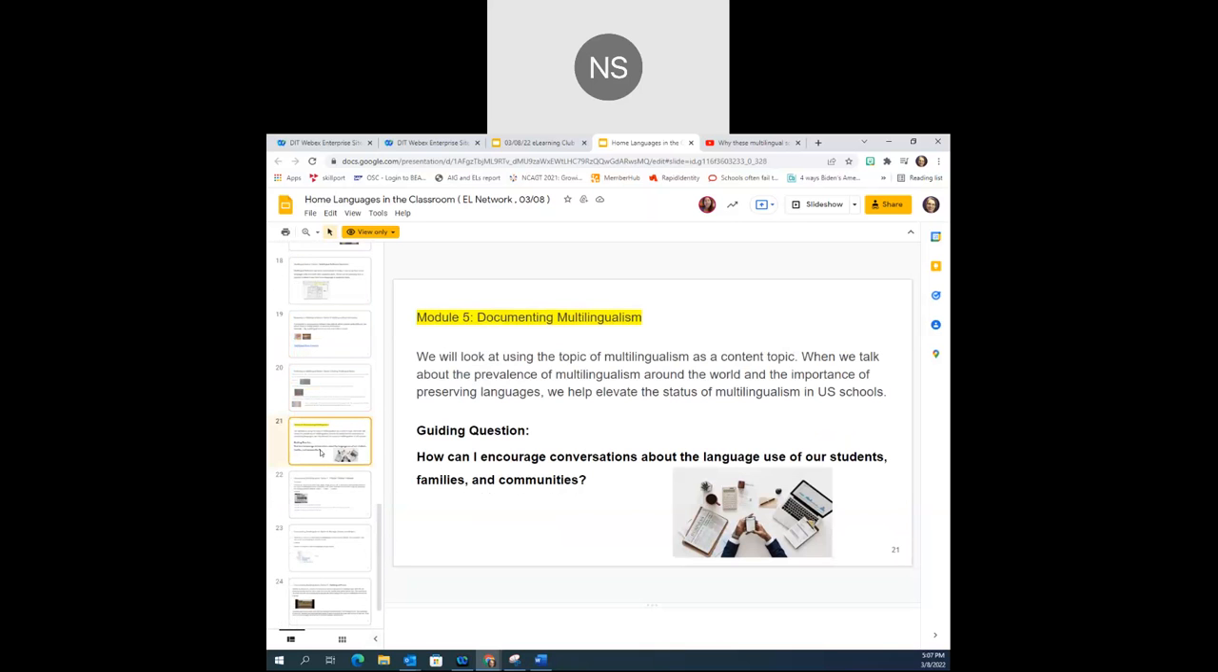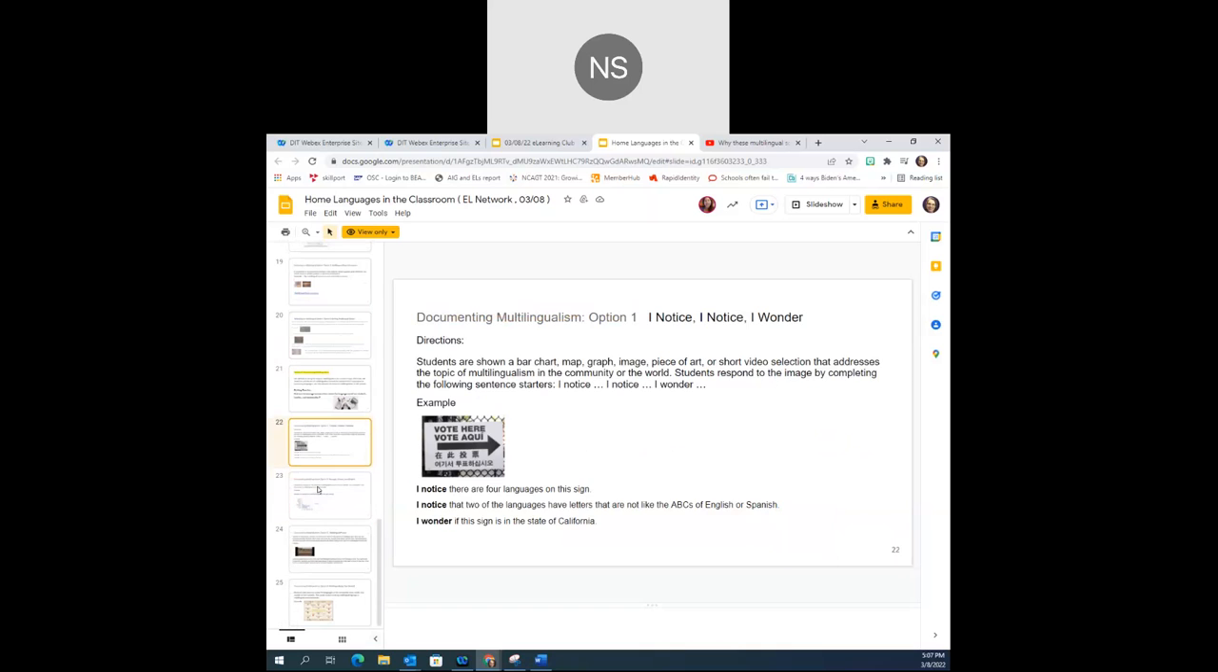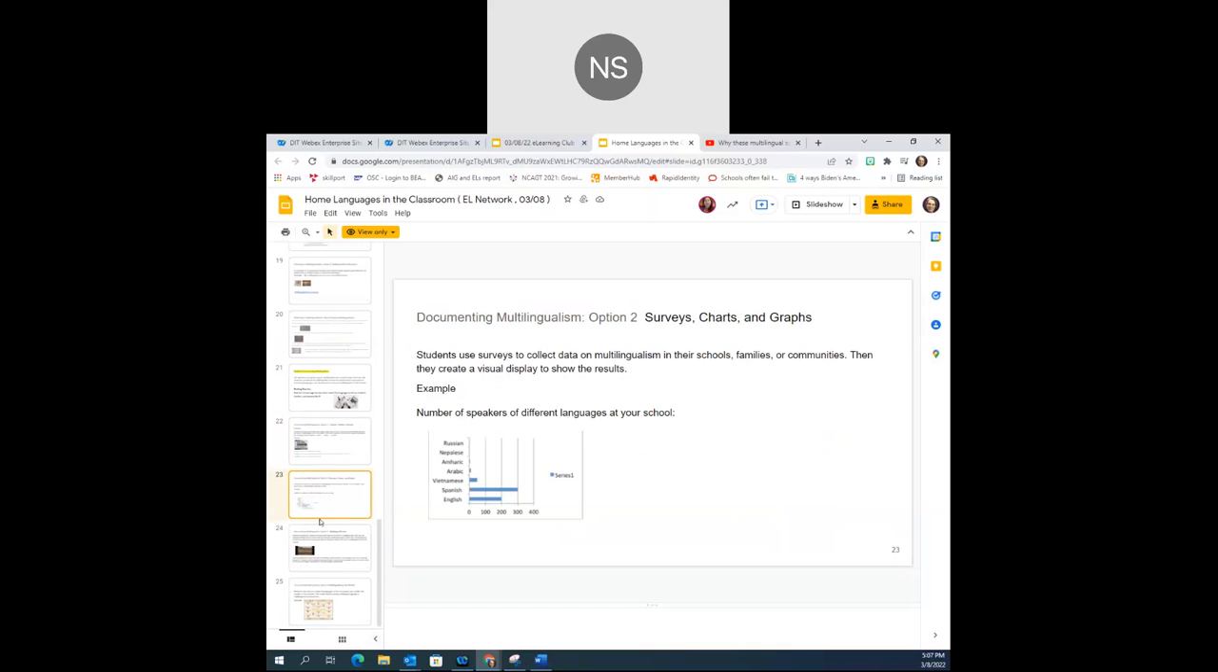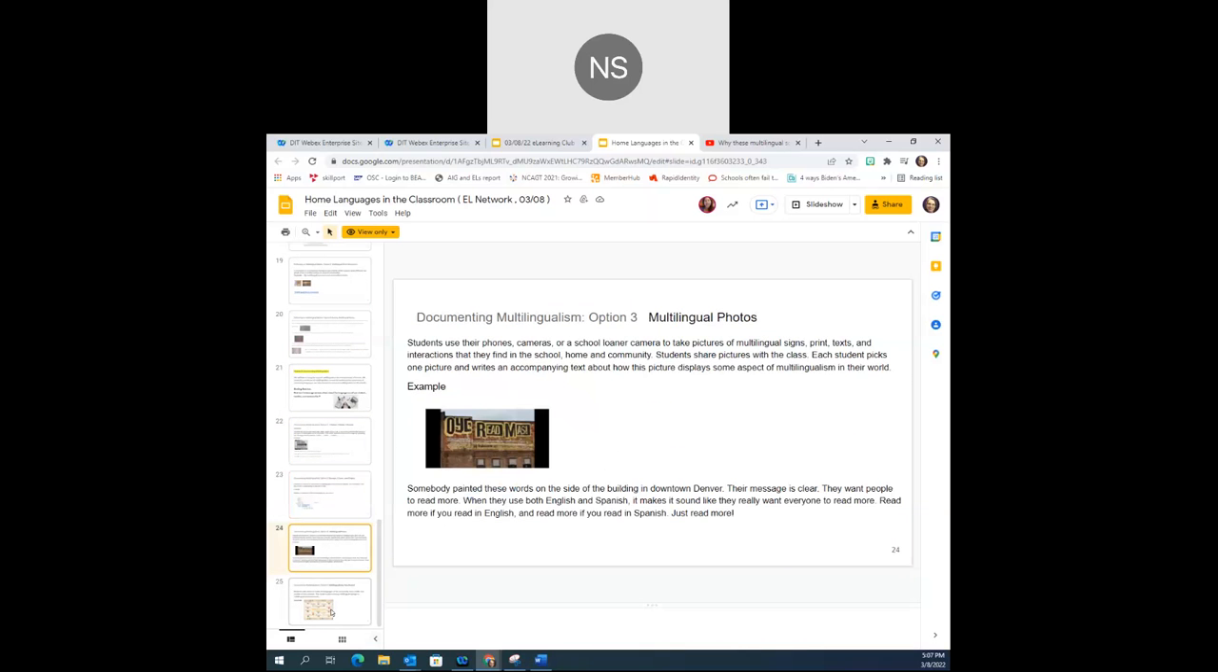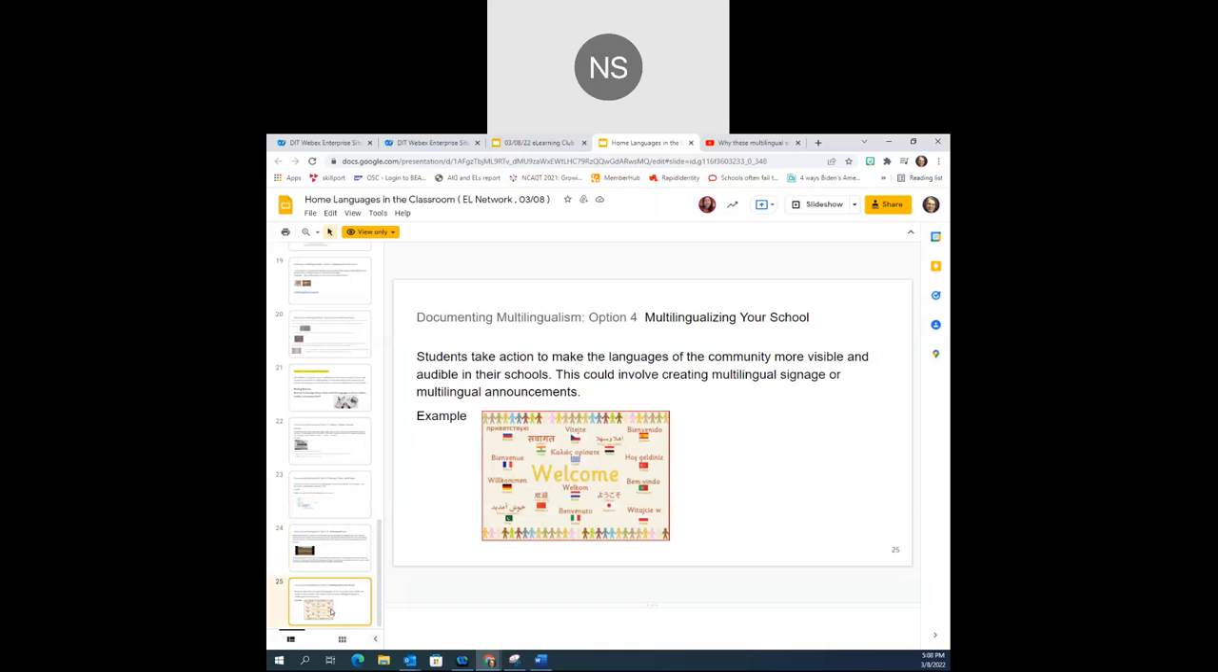So these are basically all the strategies, and we are just breezing through. Each one can be tweaked. You don't have to use all, but you can use whatever you want in your classroom, depending on how many students you have, what languages you have, and how diverse your population is in the classroom.